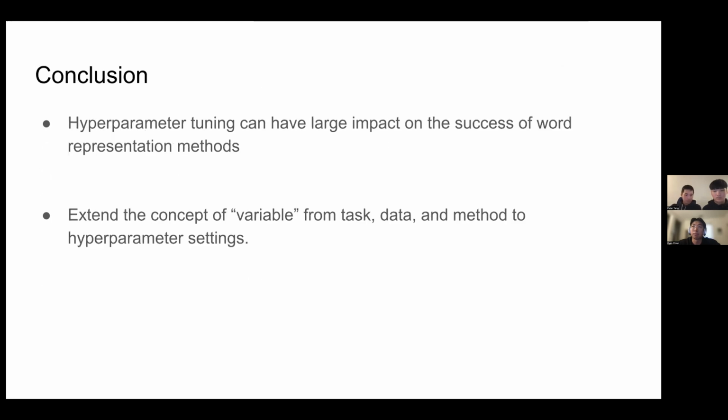Finally, we have the conclusion. Hyperparameters can have a large impact on the success of word representation methods, and they can be applied very effectively to both traditional count-based and more modern neural-network-inspired word embedding methods. And secondly, the paper and the author suggest extending the concept of variables from just the task, data, and methods to the hyperparameter settings, since the paper clearly shows the benefits of hyperparameter tuning.